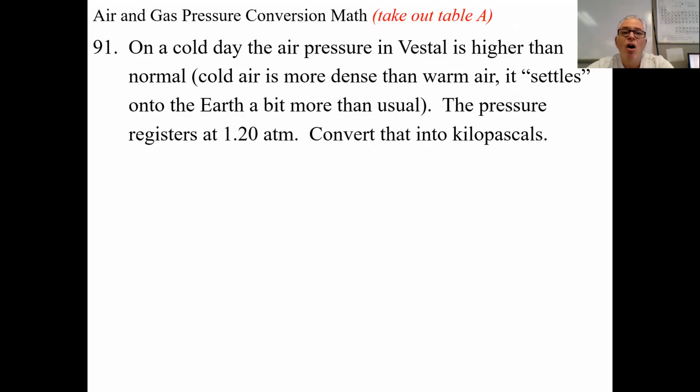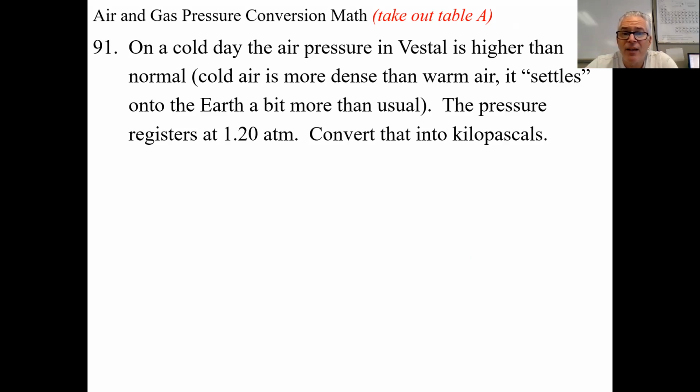Okay. On a cold day in Vestal, today, look outside, it's cold, there's still snow outside. The air being colder is going to be more dense. The particles are going to move slower, there's going to be weaker and less collisions, so the pressure is going to be a little on the higher side because the air is going to kind of settle down. The pressure, I'm telling you, registers today higher than normal, 1.20 atmospheres.